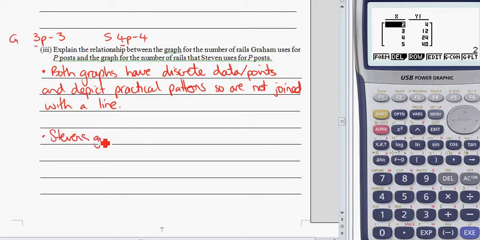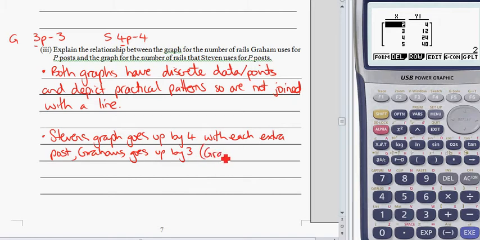Stephen's graph goes up by 4 with each extra post. Graham's goes up by 3, and to just show off a little bit of maths, we could say gradient for Stephen would be 4, and for Graham the gradient would be 3. Right? We need to comment on something else.